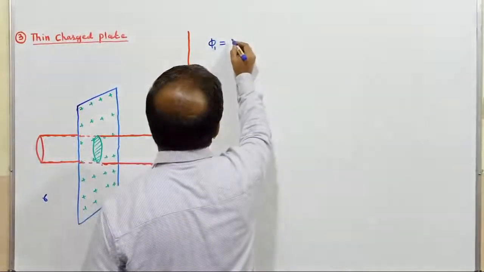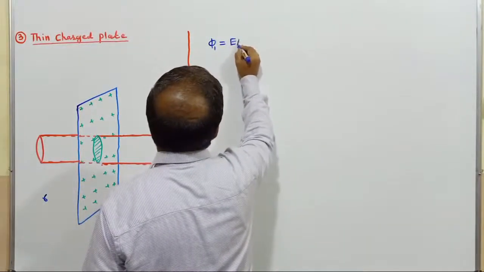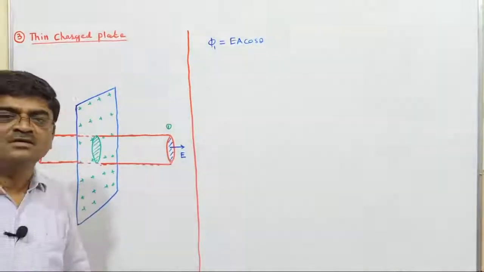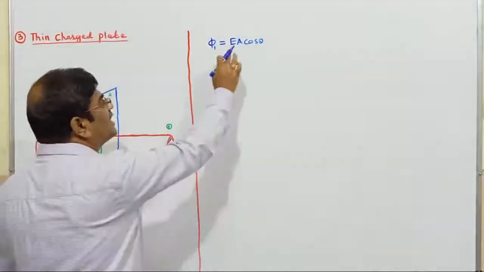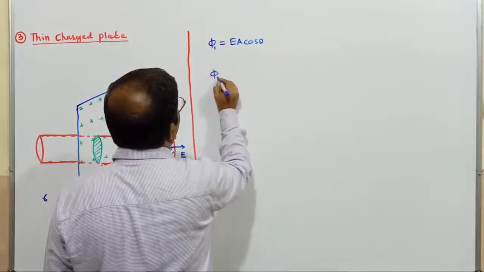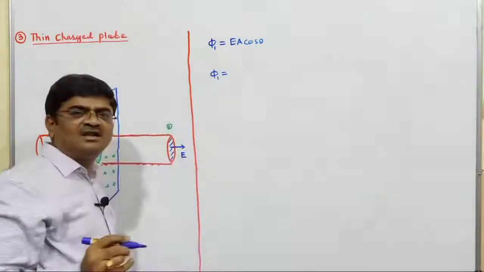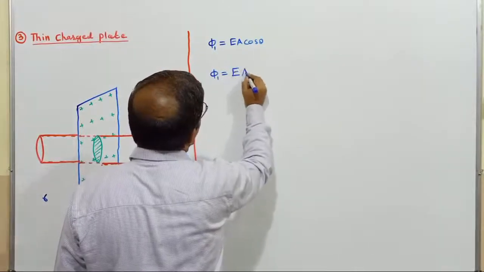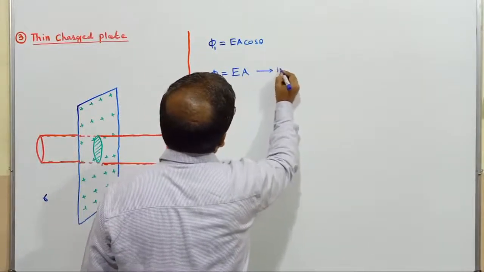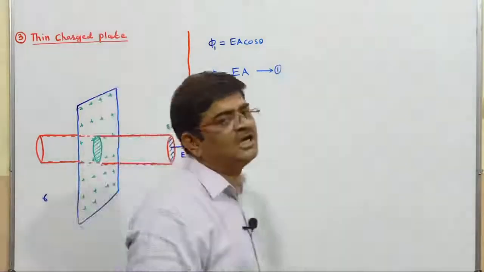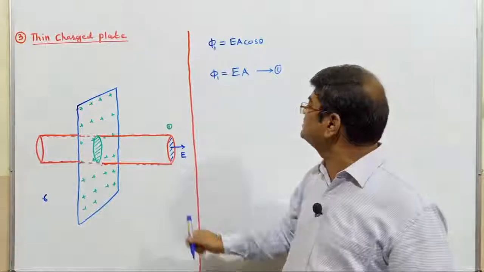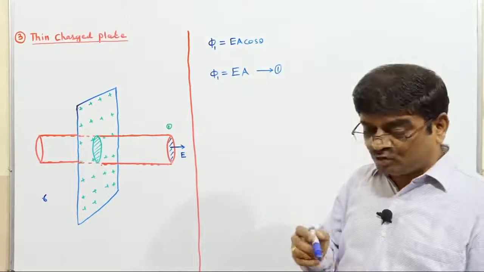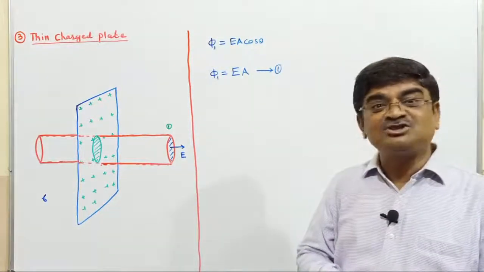What is my general method of calculating flux? EA cos theta, correct? E is the electric intensity here, A is the area, and the angle I have told you already. How much is the angle? 0. So I get this as EA, where A is the cross-sectional area of the cylinder. Phi 1 I got.